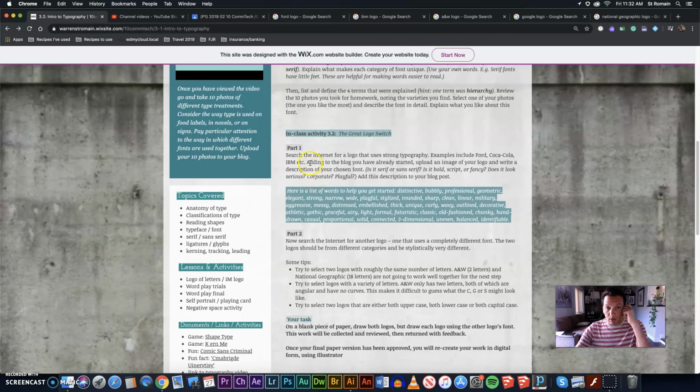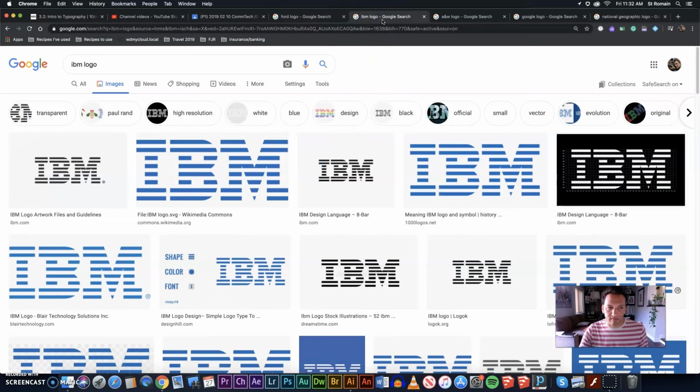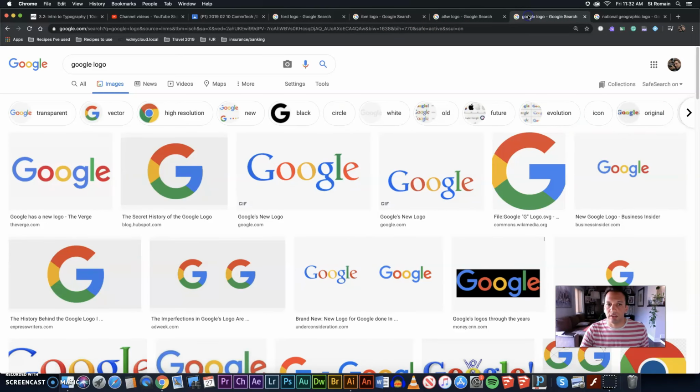The idea is you're going to search the internet for a logo that uses some strong typography. The examples I put here are Ford, Coca-Cola, IBM. If you look at the Ford logo, that's very strong typography. You recognize that. IBM, again, very strong typography. Some other examples might be A&W. There's a lot of really good typography logos that are recognizable.